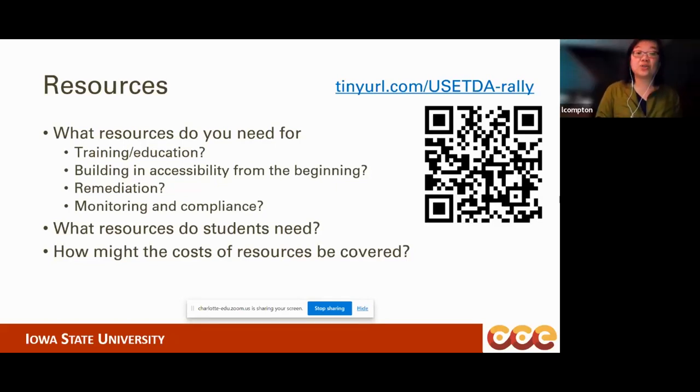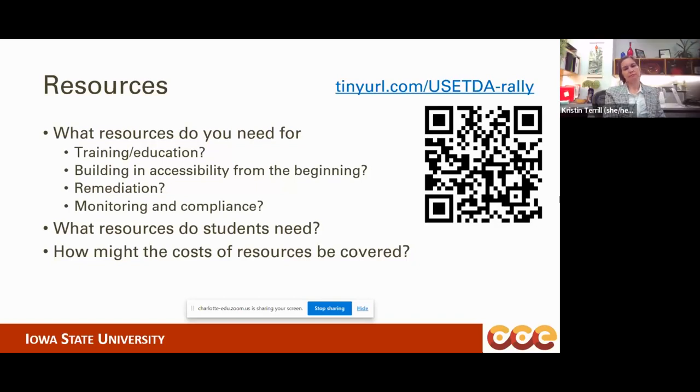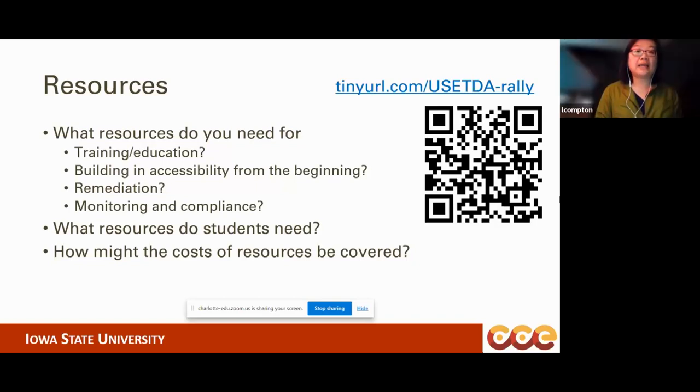So, you know, at your institution, what do we need to say to our administrators if we say, I need somebody to check digital accessibility for ETDs? What do I need? What is the cost? What are the direct costs? What are the indirect costs? Have you thought about that?